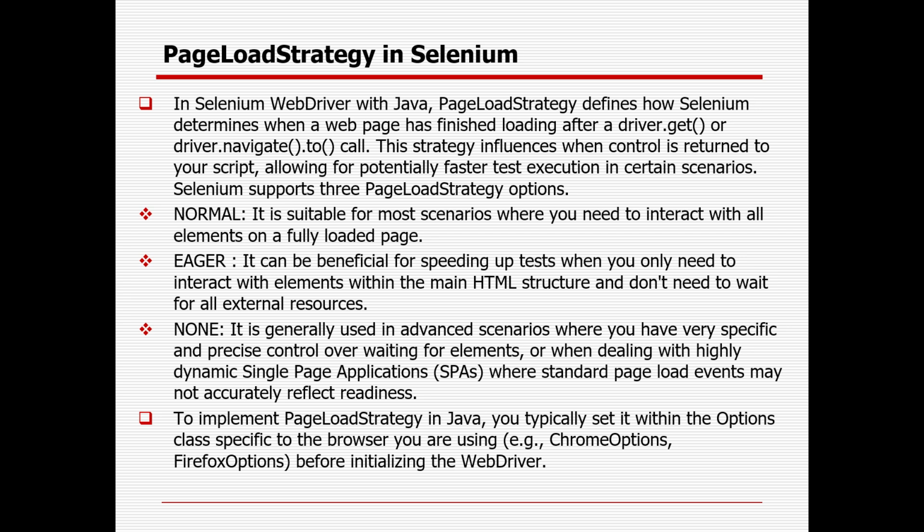And none is generally used in advanced scenarios where the user needs very specific and precise control over waiting for elements, or when dealing with highly dynamic single page applications, or SPA, where standard page load events may not accurately reflect readiness. So in case a particular web page has 200 web elements, but you only want to deal with a couple of them, so you don't care about the remaining ones. For these elements you have already given explicit timeouts that check the condition until they are visible or clickable. So this is already handled for those five or six elements. You can use none so that it will not wait for the other elements at any time.